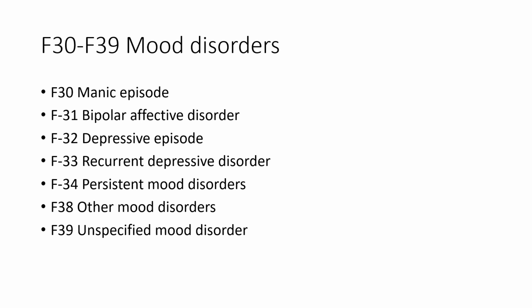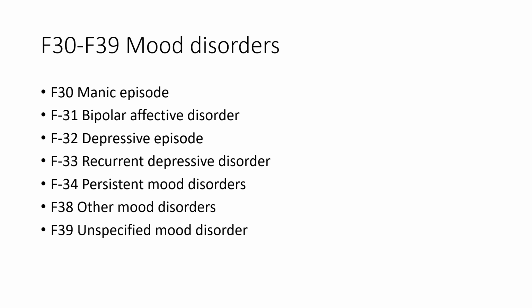Now coming to F30 to F39, the mood disorders. In these mood disorders, we have manic episode. As we'll also see, you will see it in the ward, these patients never sit. They never sit at a place. They're very restless. They're very talkative. They're very overfamiliar. They'll go and make friends with everyone. Everyone becomes their relative at a certain point of time, and this is a very typical feature of mania.